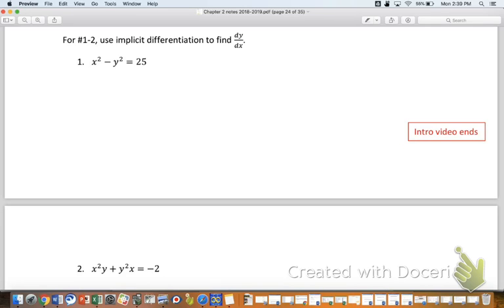For numbers 1 through 2, it says use implicit differentiation to find dy/dx. So you do have options here. If you wanted to, you could solve this one for y. And the problem is you're going to get a plus or minus in there. You guys know what this graph says? It's not a circle. If it was a plus, it'd be a circle. Not an ellipse. There's 2 more. Hyperbola. Yeah, it's a hyperbola.